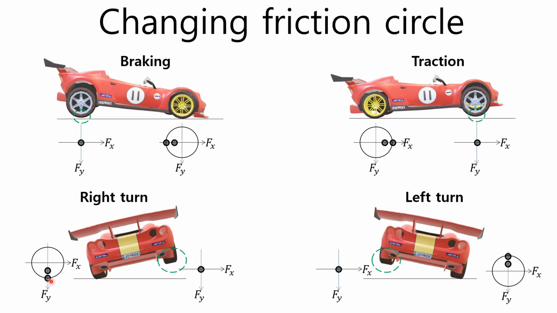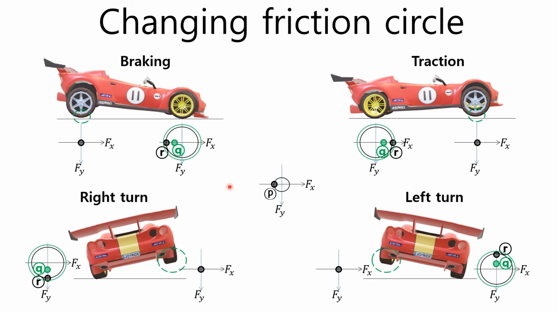When the centripetal force increases during the left turn, the weight is shifted to the right and the left wheels come off the ground. The friction circle of the left wheel becomes a friction point. On the other hand, the weight of the right wheel increases, which increases the friction circle and increases the lateral friction force.